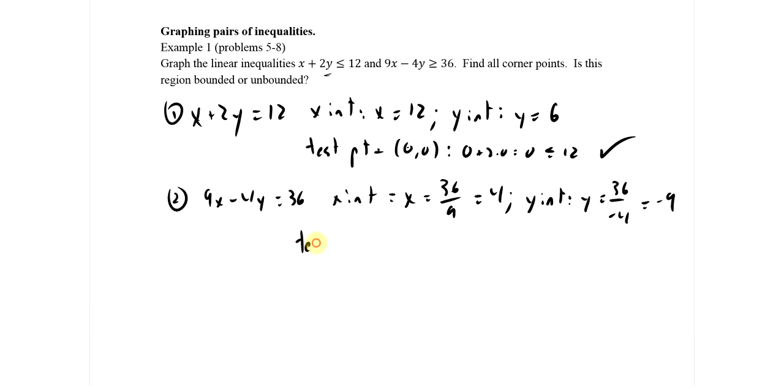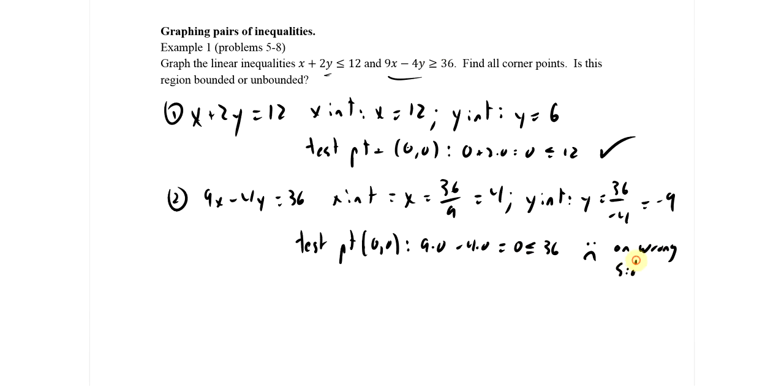Right? And now, is 0, 0 on the correct side or not? So what's our test point? It's 0, 0. If I plug that into this inequality, I get 9 times 0 minus 4 times 0, which equals 0. Is that greater than or less than 36? Well, it's actually less than 36. So the inequality is backwards. Rather than getting greater than, I got less than. So that means 0, 0 is on the wrong side.